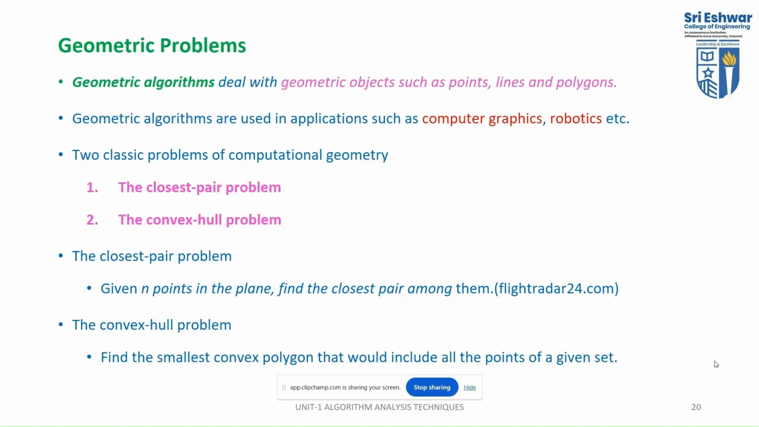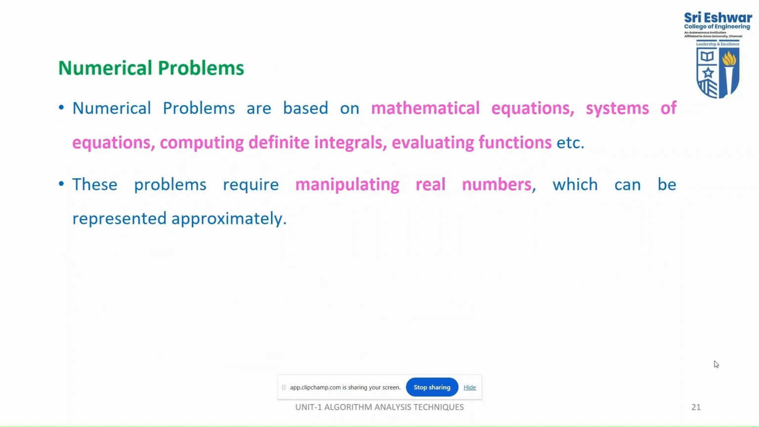Then coming to geometric problems, this deals with solving the problems related to geometric objects such as points, lines, and polygons. These algorithms are used in various applications such as computer graphics and robotics. We have two different types of geometric problems. Closest pair problem, where we have to find the closest pair among the n number of points that are present in the plane, and convex hull problem where we have to find out the smallest convex polygon that would include all the points of a given set.